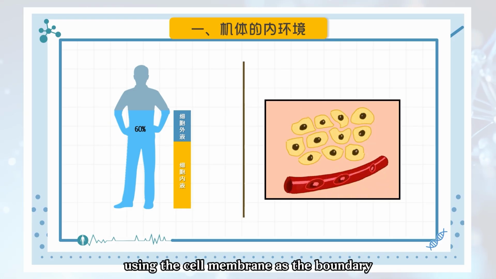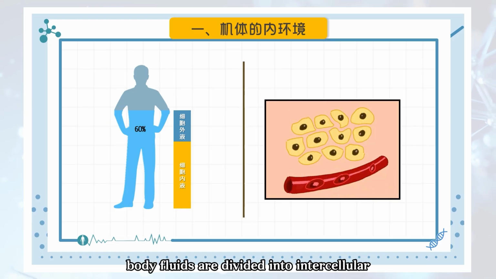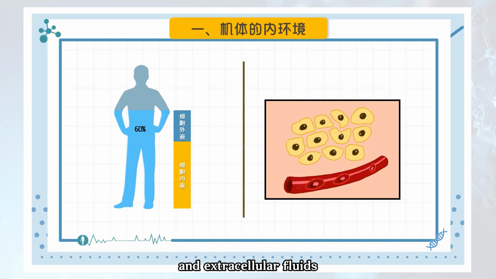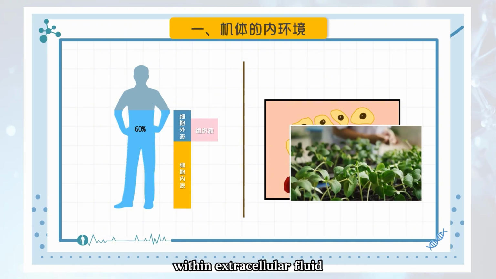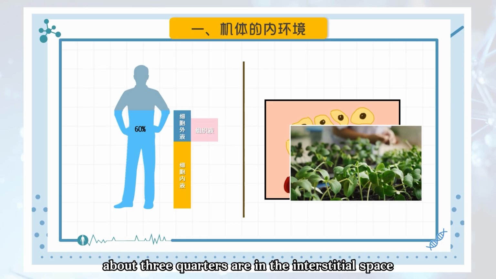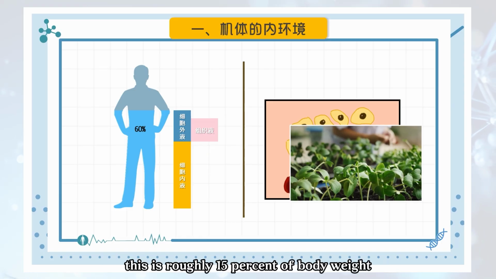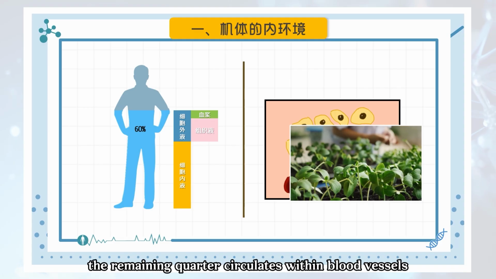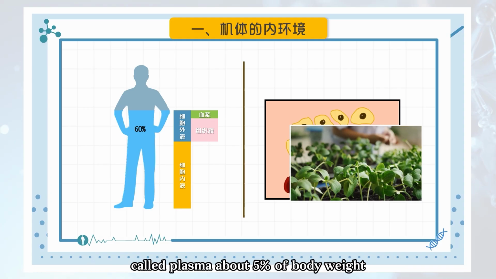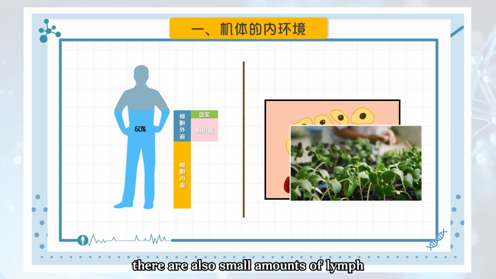Using the cell membrane as the boundary, body fluids are divided into intracellular and extracellular fluids. Within extracellular fluid, about 3/4 are in the interstitial space, called tissue fluid. This is roughly 15% of body weight. The remaining quarter circulates within blood vessels, called plasma, about 5% of body weight. There are also small amounts of lymph and cerebrospinal fluid.